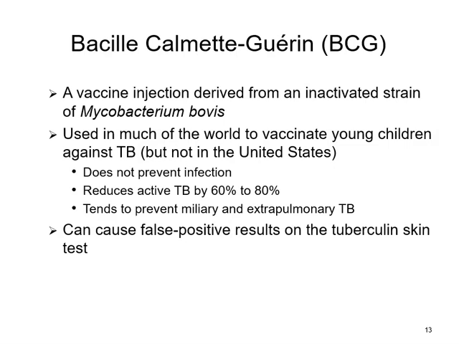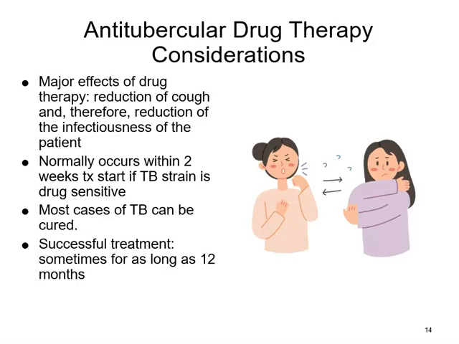All right, so let's go talk about the drugs now. The reason we treat tuberculosis the way we do is to prevent infectious passing of the disease. So, major effects in the considerations for therapy is we want the reduction of the cough. And if a person is not coughing, then it reduces the infectiousness of the person. And that usually takes about 2 weeks if the strain is drug sensitive.